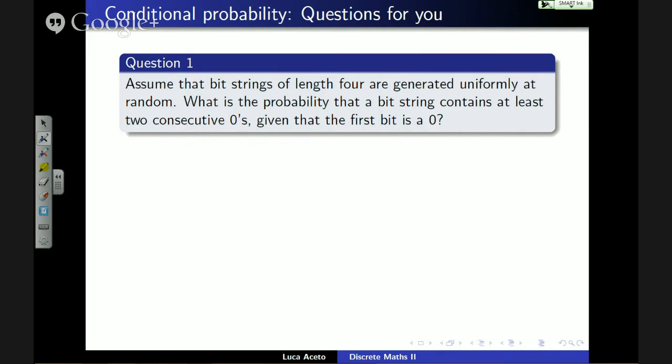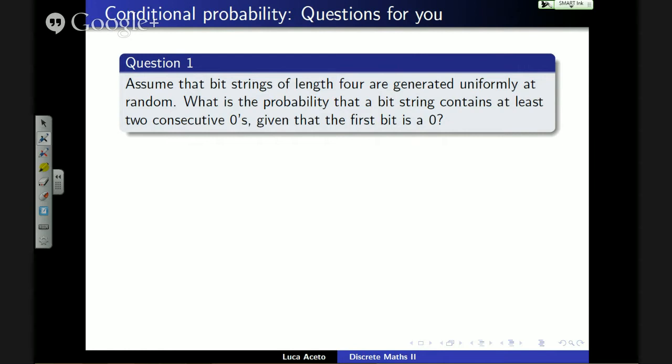Now, what is the probability that a bit string contains at least 2 consecutive zeros, given that you know that the first bit is a 0? Okay, now the information that somebody gives you is that the first bit in the string that you've generated is a 0. You want to calculate, under this assumption, the probability that the bit string contains at least 2 zeros in a row.